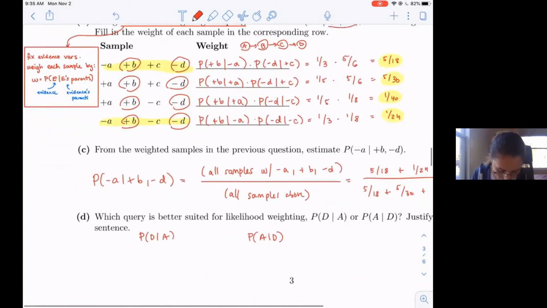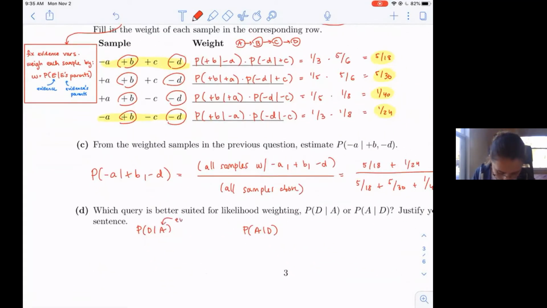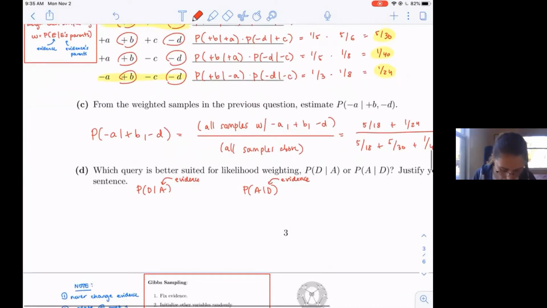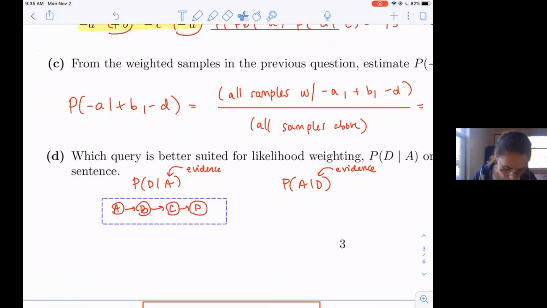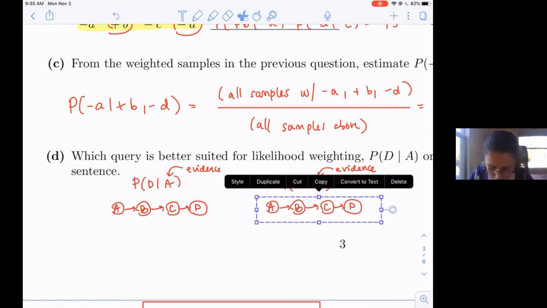So what is our evidence here? In this case, our evidence is A. In this case, our evidence is D. So we fix that, and now we're going to weigh each sample by the probability of that evidence given its parents. So if we look back at that Bayes-Net structure, I'm going to duplicate it over here.